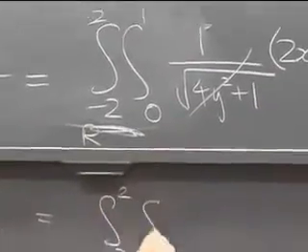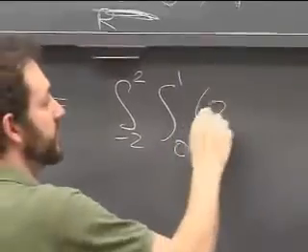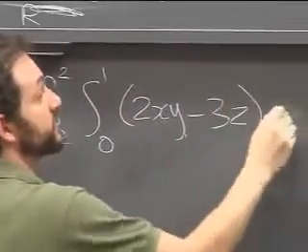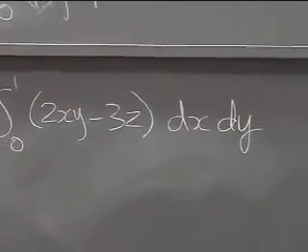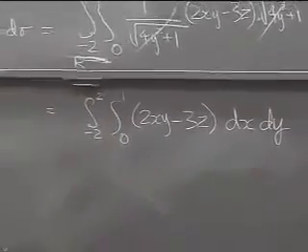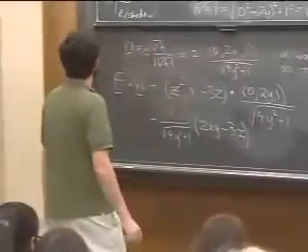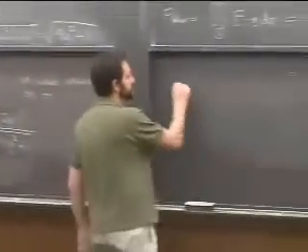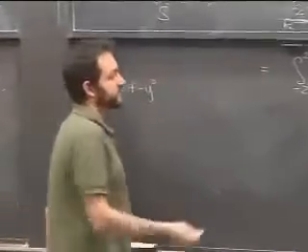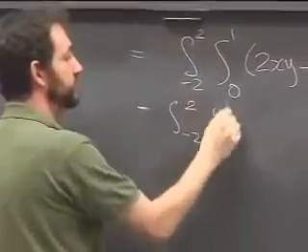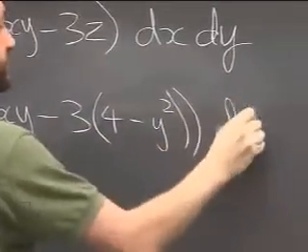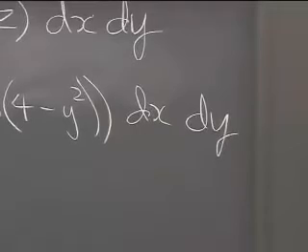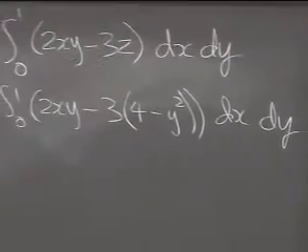We have converted this flux integral into a fairly standard double integral, but there's one little problem. What's the problem? Yeah, we still have a z. In the formula, I was at pains to say that we had to write z in terms of x and y for this to make sense. And guess what? We can, because z equals 4 minus y squared. So convert this double integral into 2xy minus 3 times (4 minus y squared) dx dy. Okay, so now we're back to a regular old double integral.